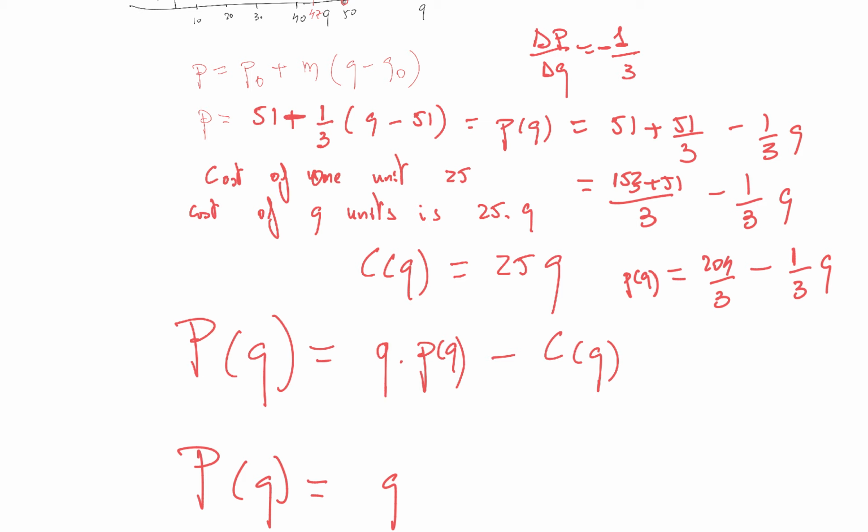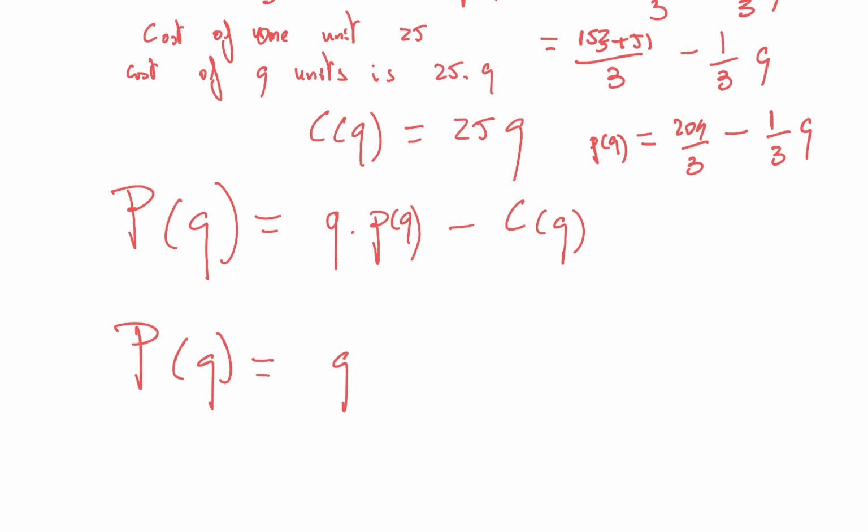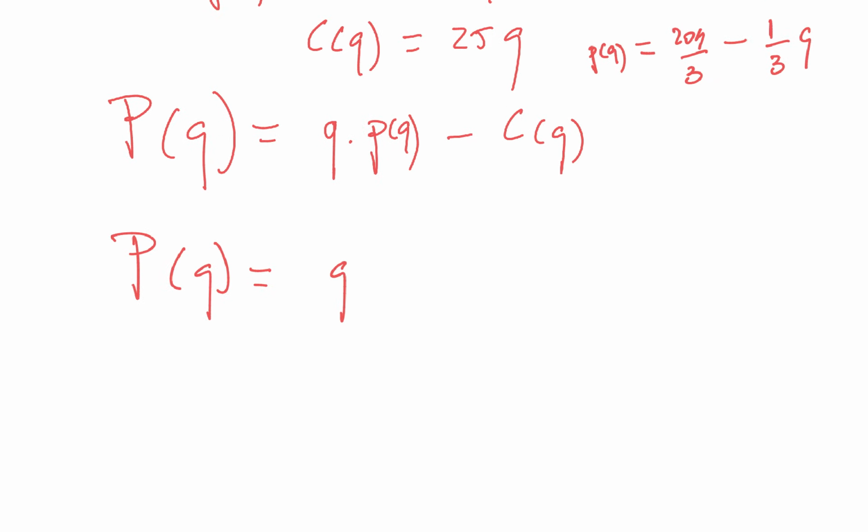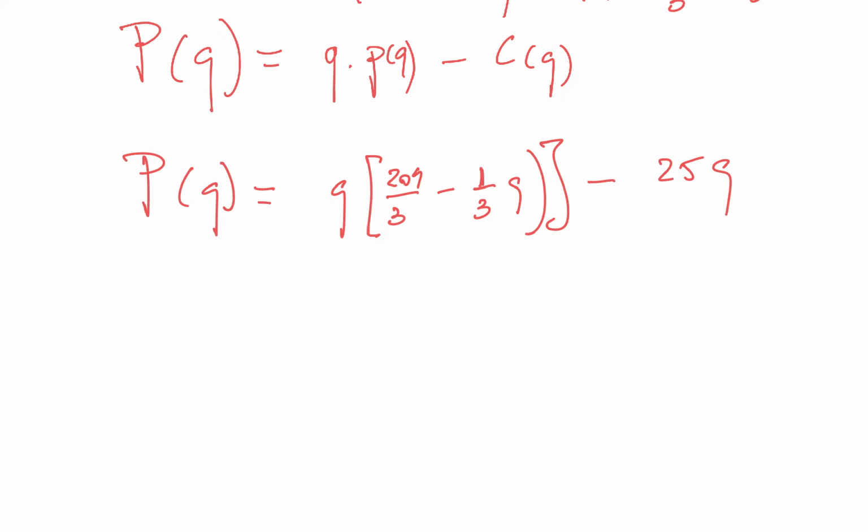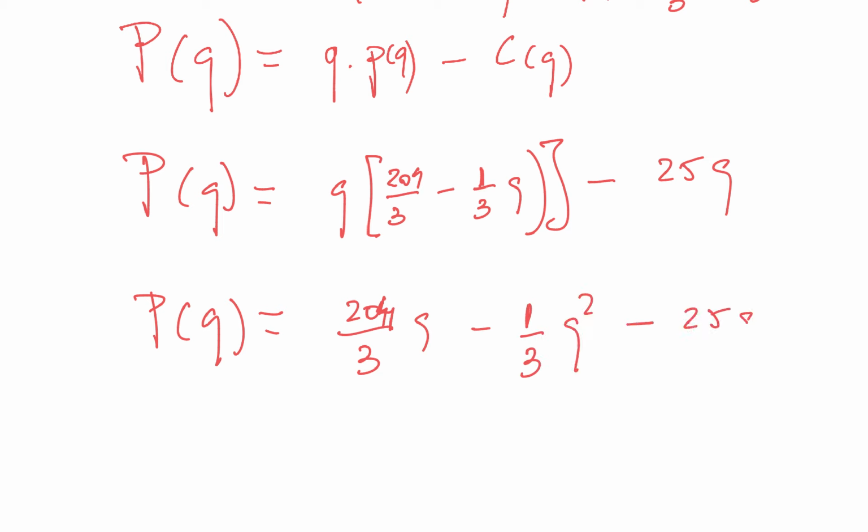It is 68. Doesn't matter. Revenue is Q multiplied by the price P of Q, 204 divided by 3 minus 1/3 of Q, minus the cost C of Q, 25Q. So the profit P of Q will be 204 divided by 3 Q minus 1/3 Q squared minus 25Q.